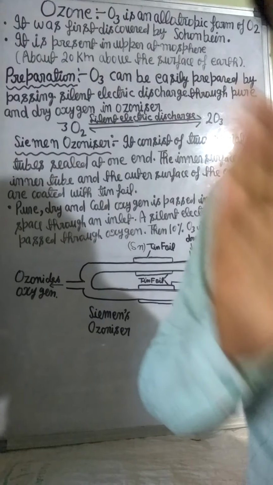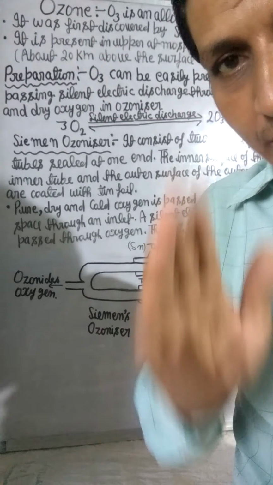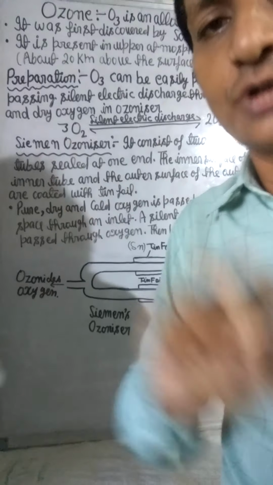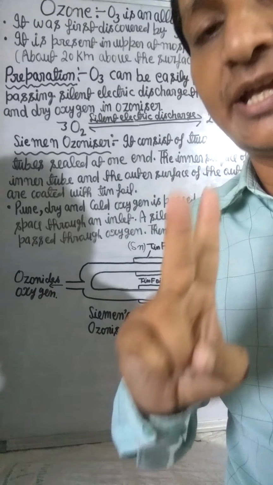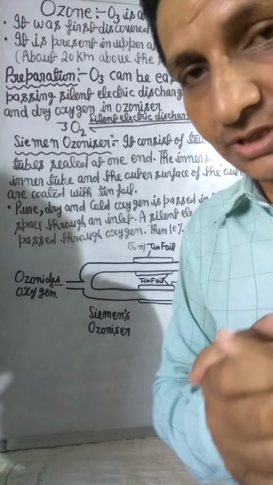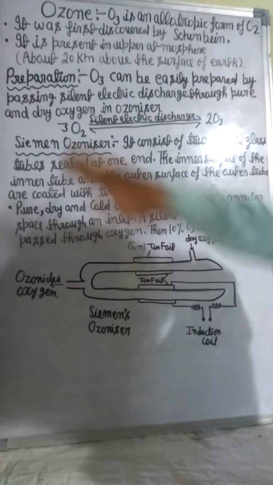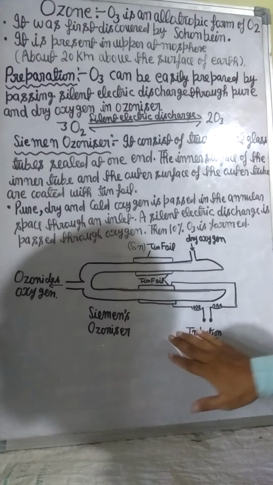After this, I am telling you about the ozonizers used for the preparation of ozone gas. There are two ozonizers. First is the Siemens ozonizer, second is the Brodie ozonizer. That is not in your syllabus. So today we will discuss the Siemens ozonizer. Look here, this is the Siemens ozonizer.